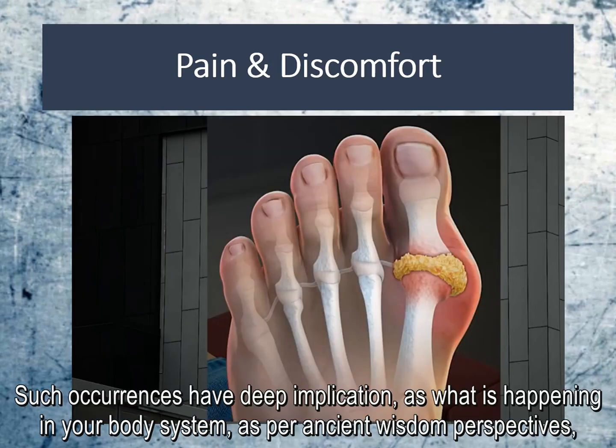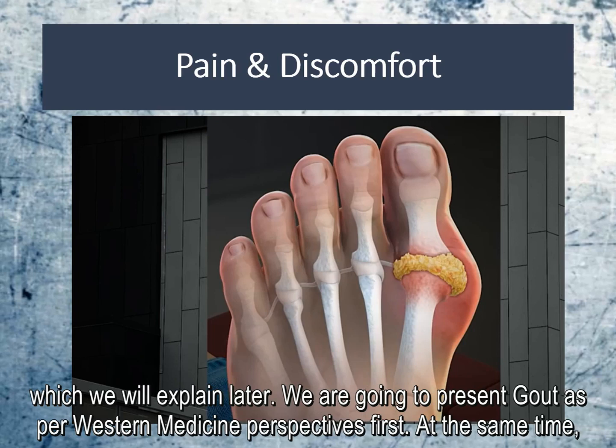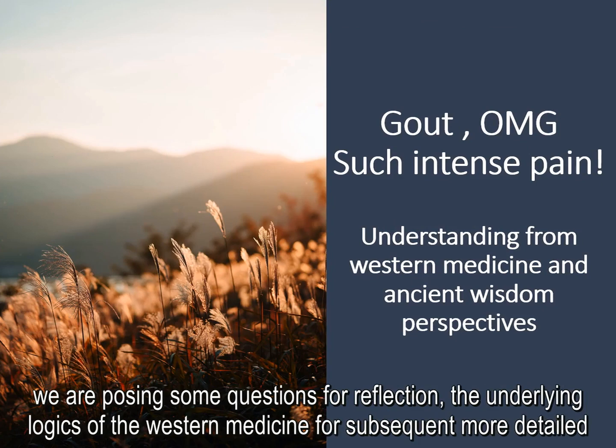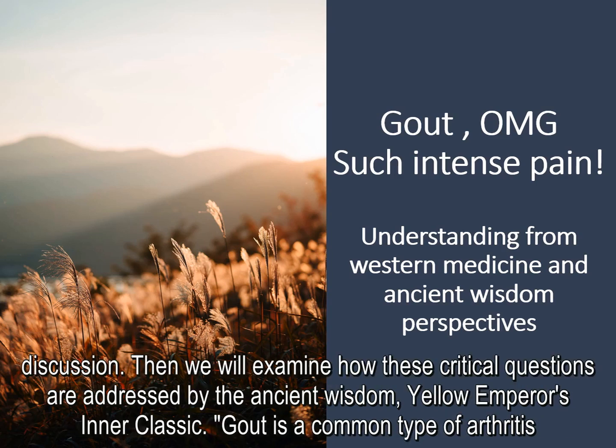Such occurrences have deep implications as to what is happening in your body system from the ancient wisdom perspective, which we will explain later. We are going to present gout from the Western medicine perspective first. At the same time, we are posing some questions for reflection, on the underlying logic of Western medicine, for subsequent more detailed discussion. Then we will examine how these critical questions are addressed by the ancient wisdom, Yellow Emperor's classic.